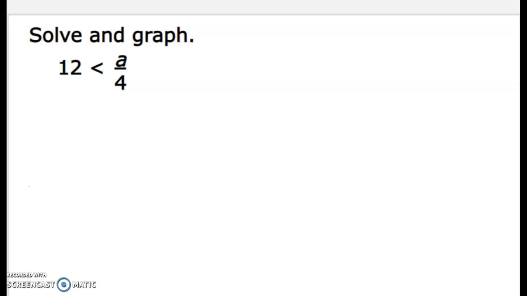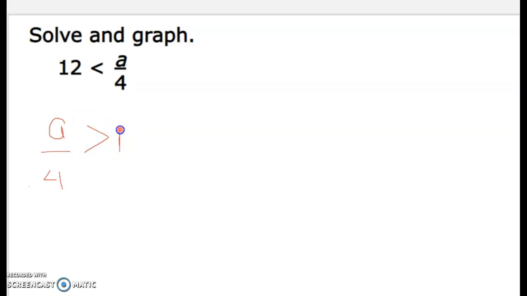All right, and so I want to go over how to solve and graph an inequality. And I want to look at one that looks a little different than some of the equations we've done. This inequality says 12 is less than a divided by 4. The first thing I like to do with an inequality is rewrite it. You don't have to do this. You could rewrite it before or after, because sometimes it's difficult to understand. So if 12 is less than a over 4, then that means a over 4 must be greater than 12.